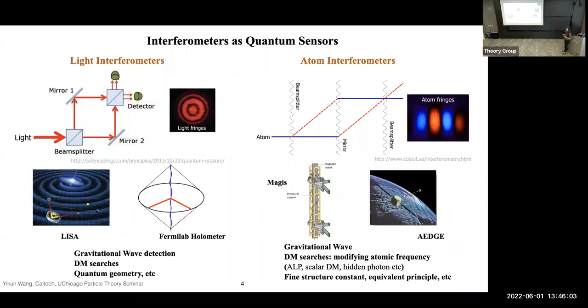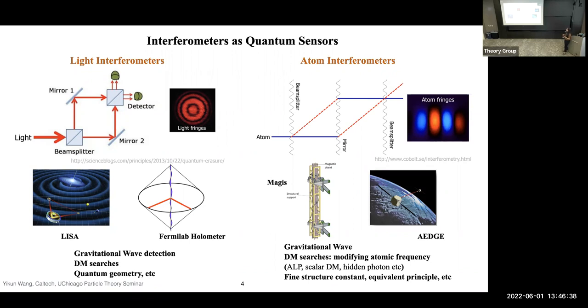You have light waves traveling in two paths, and your detector sees the interference pattern, or what we call fringe, at your detector. And the thing is, if anything happens along one of these paths, for example dark matter, gravitational waves, or local fluctuations, you're going to see a change or a deviation of the fringe you observe at the detector. So this is how light interferometers work as a sensor.